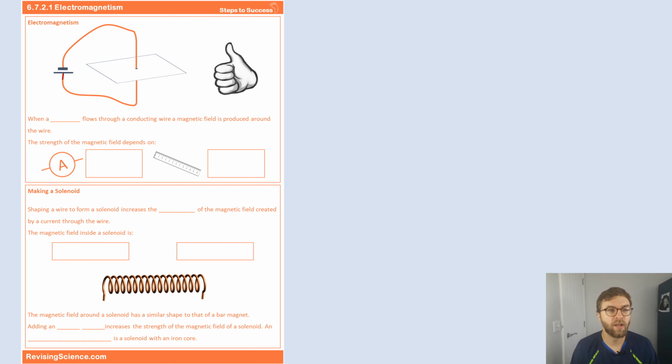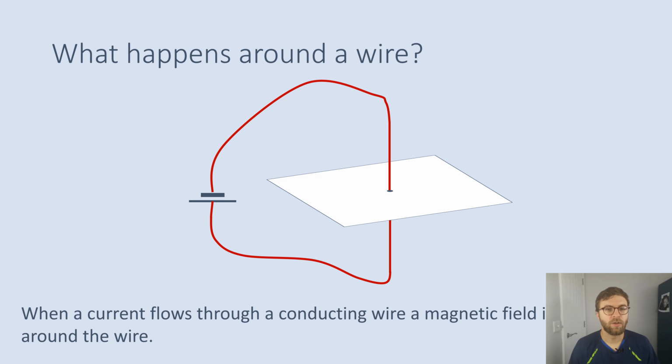So we'll start off with our first page, which is this one, and we're going to have a look at some of the theory. I recommend that you check out our other video on electromagnetism to see the practicals actually in action. So what happens around a wire? Well, when a current flows through a conducting wire, a magnetic field is created around that wire, and you can see that, as I said, in our other video.